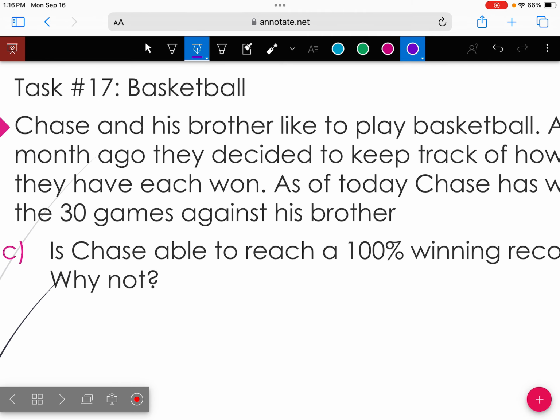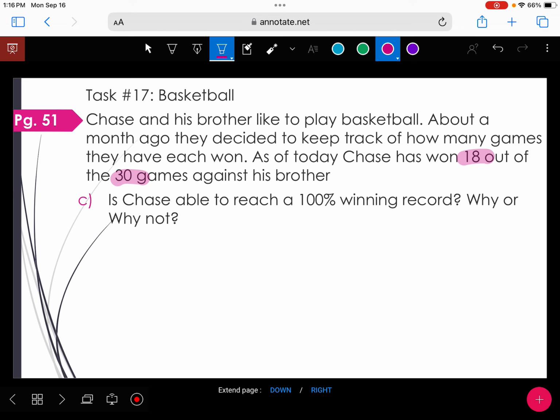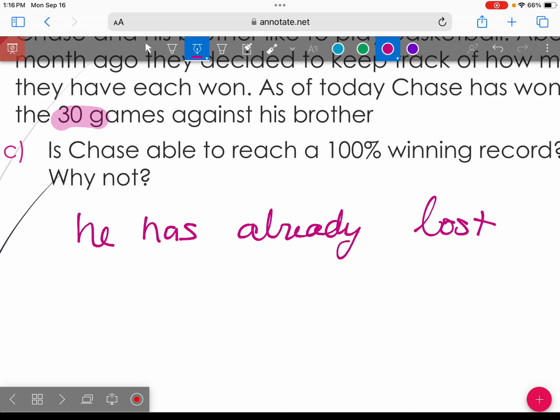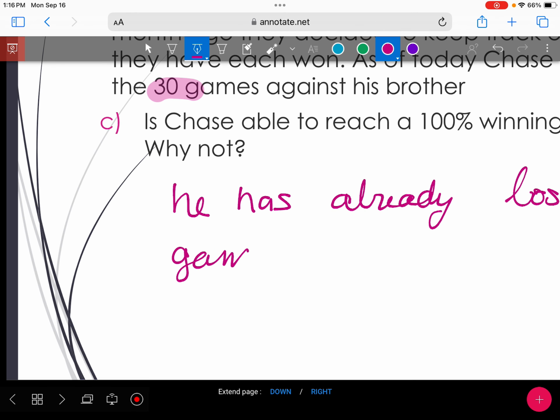Part B, he lost 12. He's only won 18 out of the 30 games, so he's already lost 12 games. It doesn't matter where you're at, what equation you're using. He lost 12 in all. So it's physically impossible, even if they played a million more games.